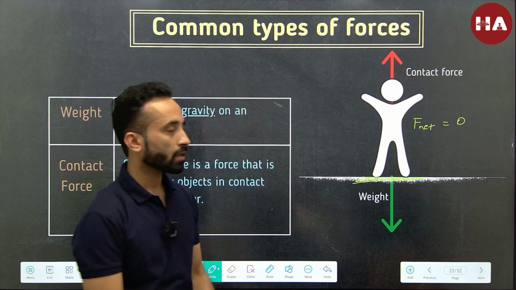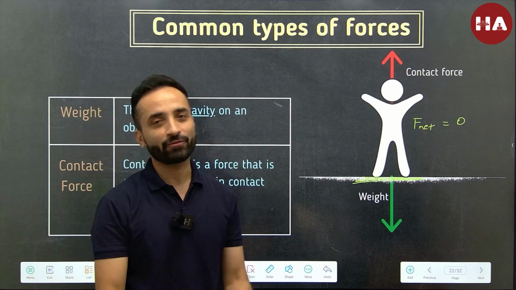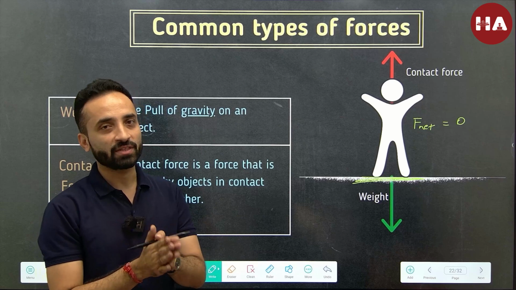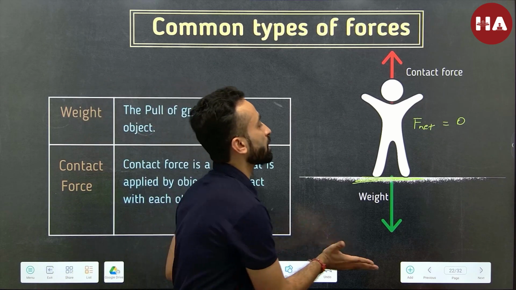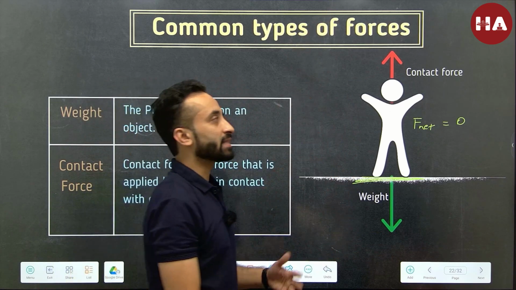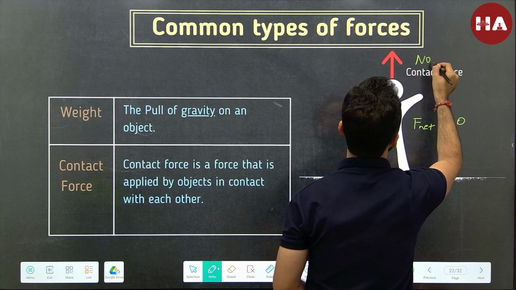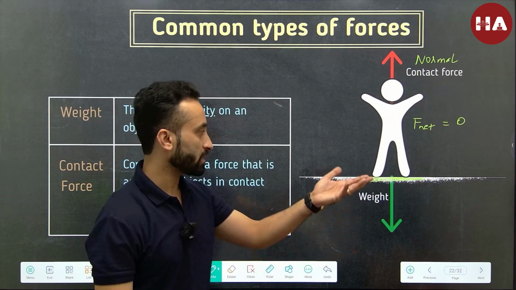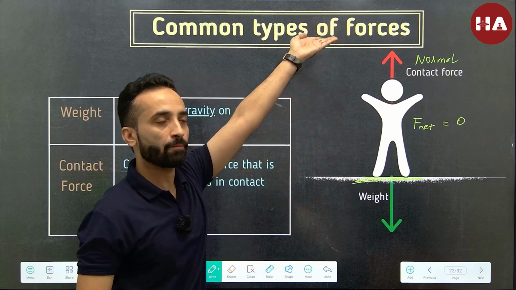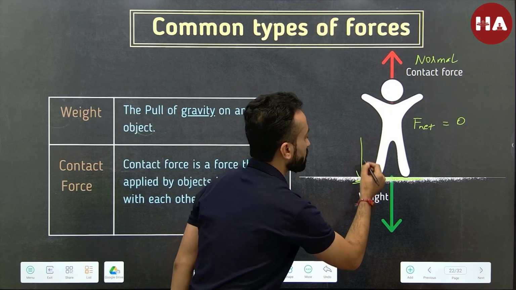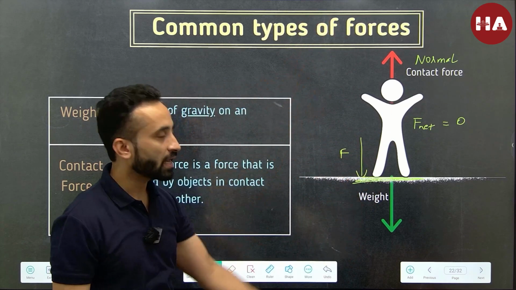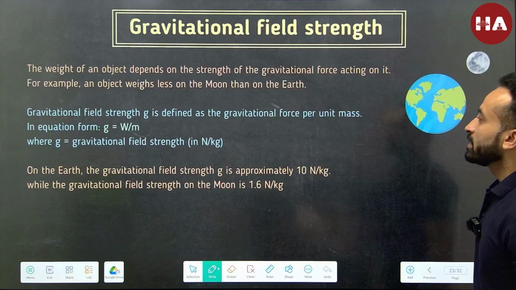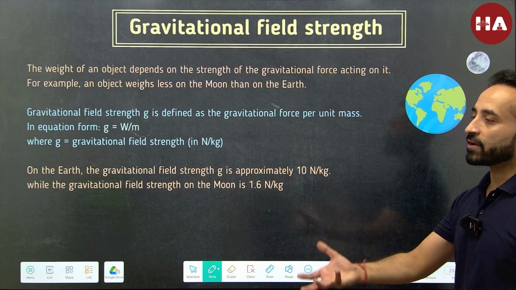Contact force is the force that happens due to the contact of two objects with each other, but it is always perpendicular to the surface, and that is why we also call it the normal contact force. So where is the ground applying this normal contact force on the person? Upwards. But where is the person applying the normal contact force on the ground? Downwards. That is Newton's third law for you. Next, the gravitational field strength.